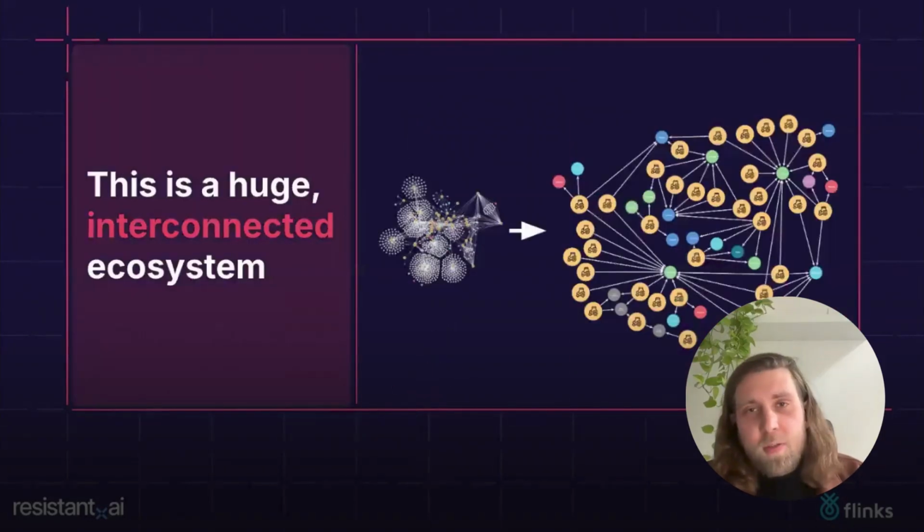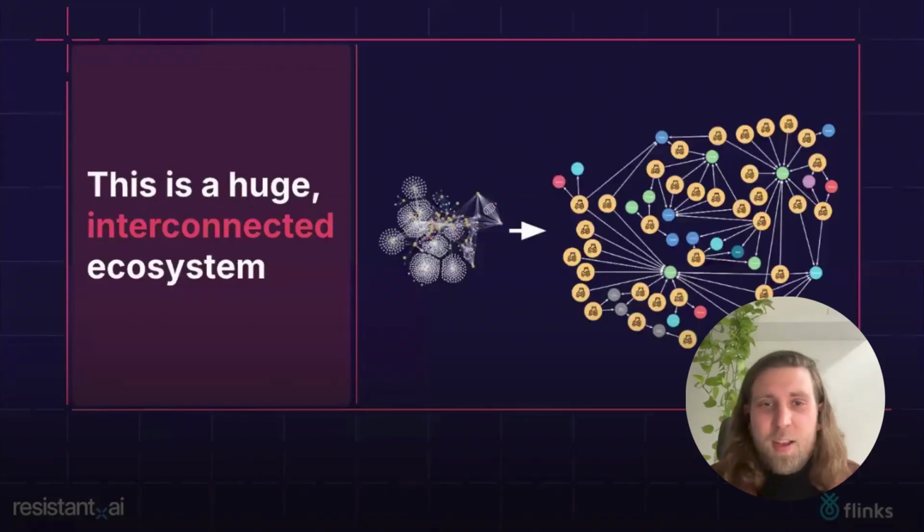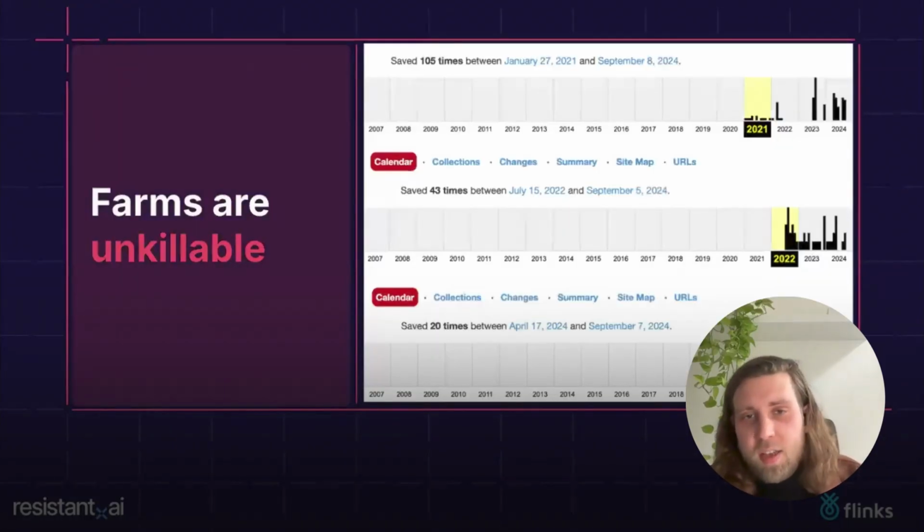Two more important lessons we have uncovered in our threat intelligence research. One is that this is a huge interconnected ecosystem. An organized crime group can of course run more than just a single farm. It would be my expectation by now that if you're serious about this on the farmer side, you're operating more websites than just one. We see how some of these farms are connected together, which leads to the second main lesson: these farms are essentially unkillable.